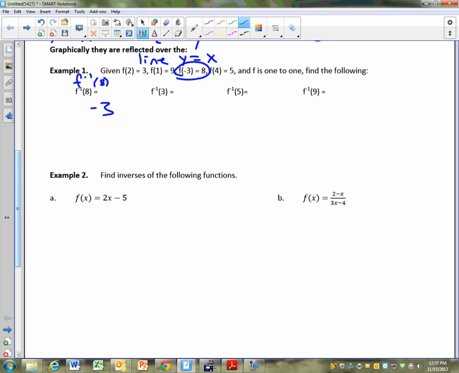Here's what it means. This means right here, if I plug in negative 3, what do I get out? 8. What this means is, if I got out 8, what did I plug in to get it? I plugged in negative 3. So an inverse says, well, what did I plug in to get that result? What do you plug in to get a value of 3? You plug in 2. What do I plug in to get a value of 5? What do I plug in to get a value of 9?